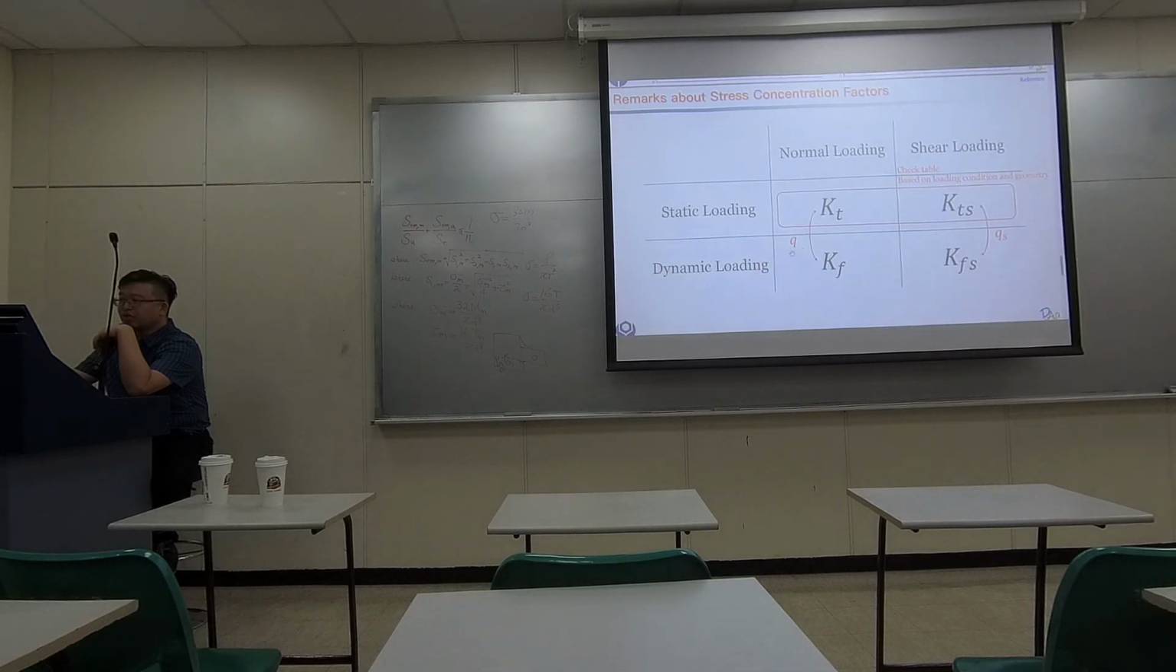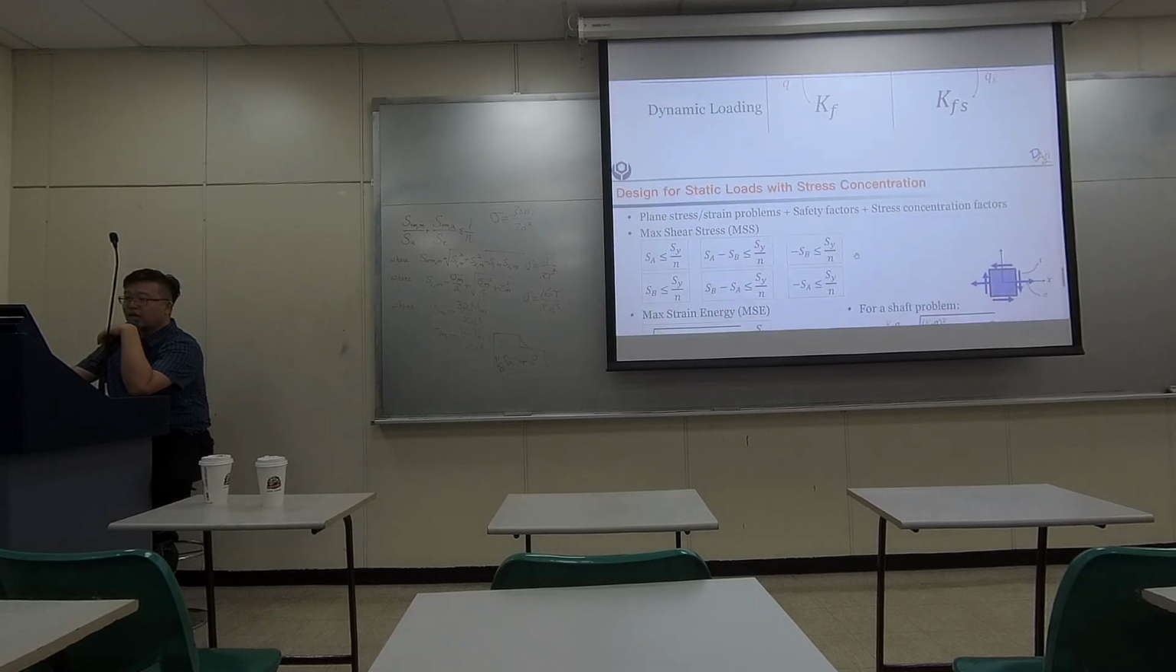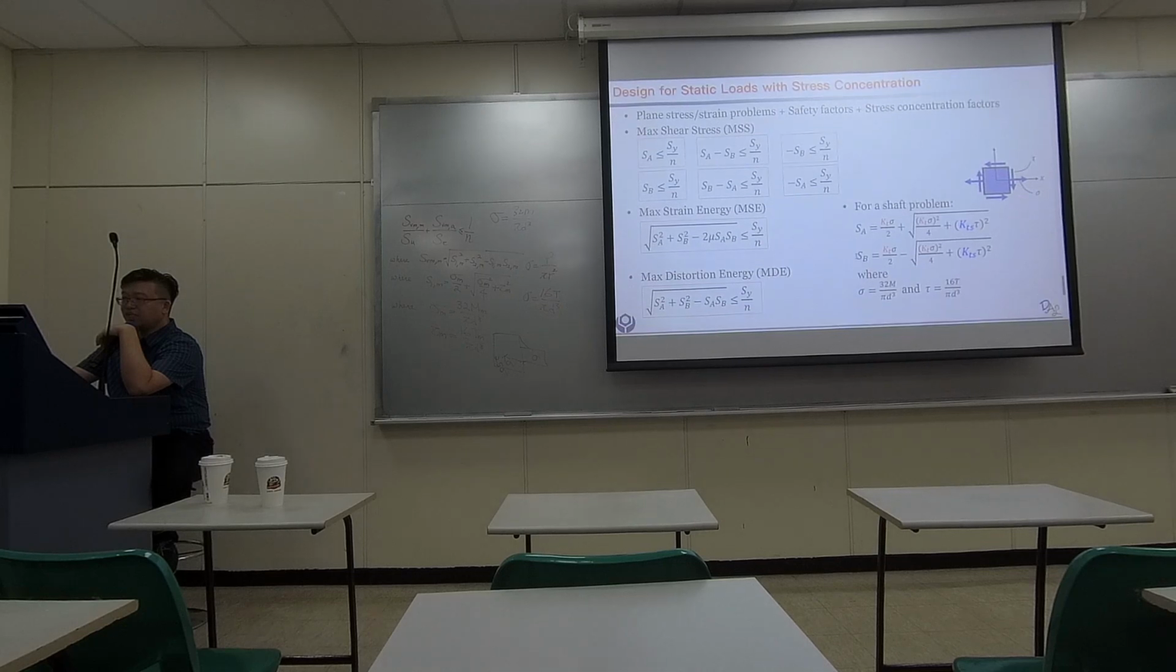And later on, we need to check the other table, the notch sensitivity table, to figure out the Q. So using the Q equation, we can compute the stress concentration for dynamic loading. Same for shearing cases. So we actually have 4 different Ks. And how do we apply them to our design equation?